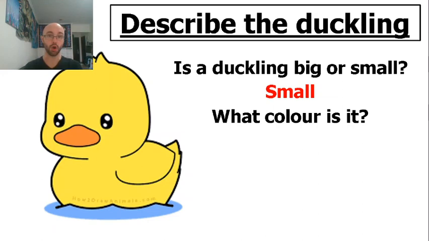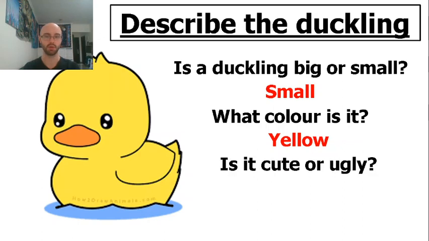Next, what color is the duckling? Can you tell me what color the duckling is? That's right, it's yellow. The duckling is small and yellow. Is it cute or ugly? Is the duckling cute or ugly? Of course it's cute.